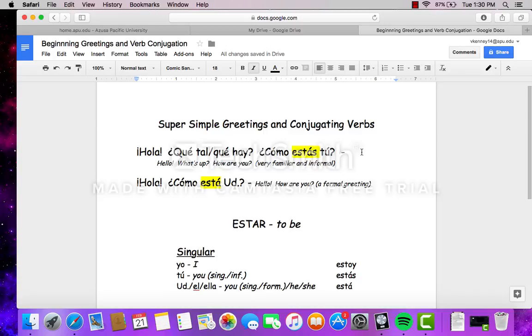¿Cómo estás tú? I want to point out a couple of the conventions of written language in Spanish. I have an inverted exclamation point here. Whenever I use one at the end, I have to invert it, use it at the beginning. Same thing with question marks. We'll talk about accents in a later lesson. So what does that mean?